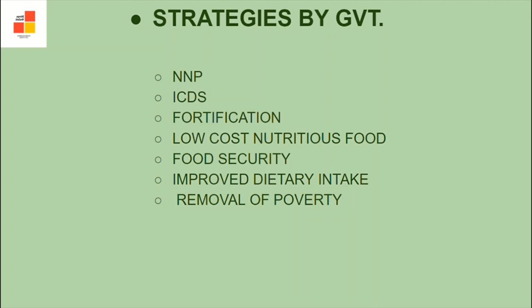Long-term strategies include ensuring food security, means increased availability of food without adulterants, improved dietary intake like a balanced diet and availability of fortified food, and removal of poverty by employment generating schemes like DWCRA or the public distribution system.